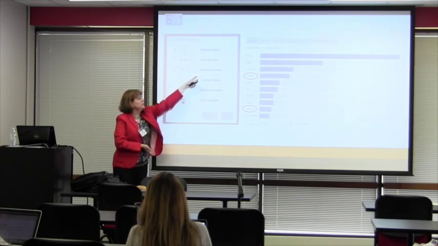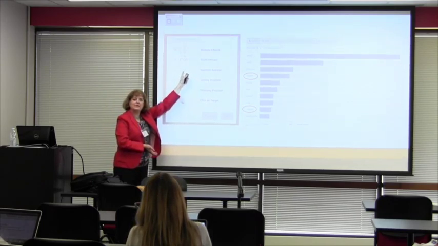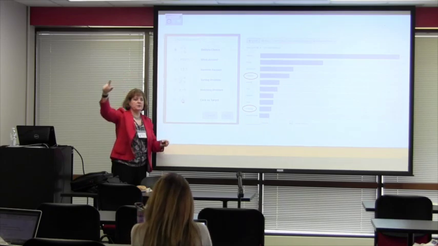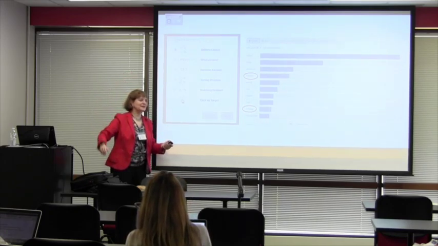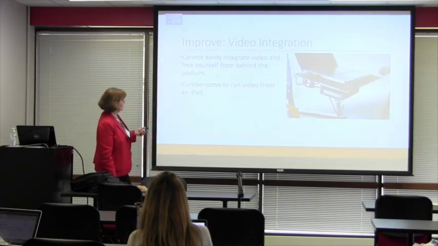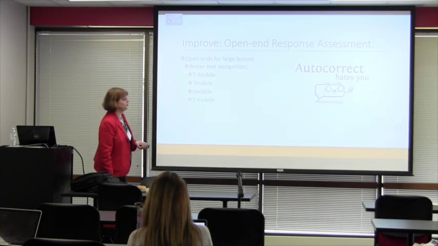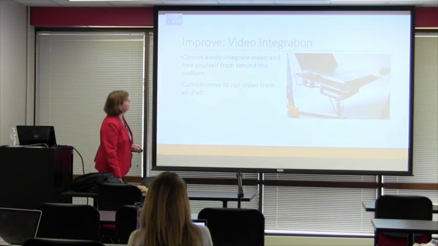Numeric, I was hoping to be able to get averages, and it doesn't really do that. It gives you a bar chart of all the different numbers people chose. Well, that doesn't really help me as much. So the autocorrect thing is kind of an issue for me, and they claim they're working on it.